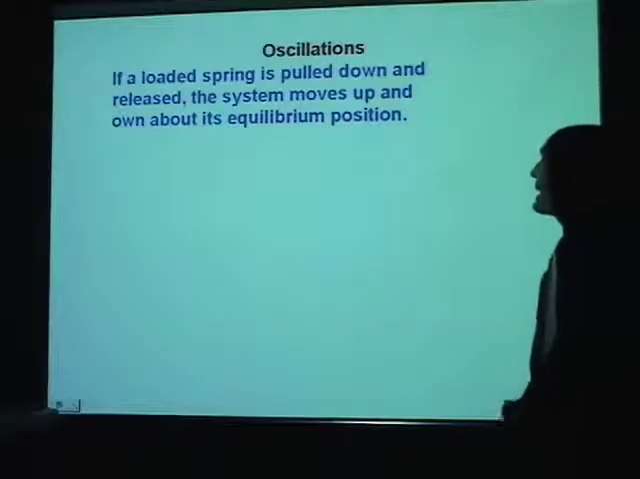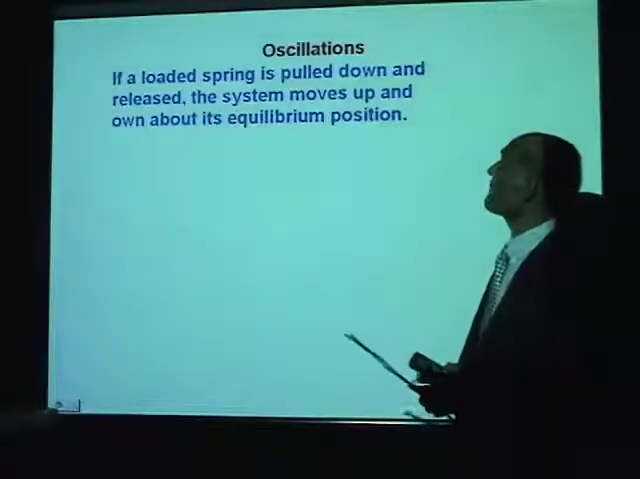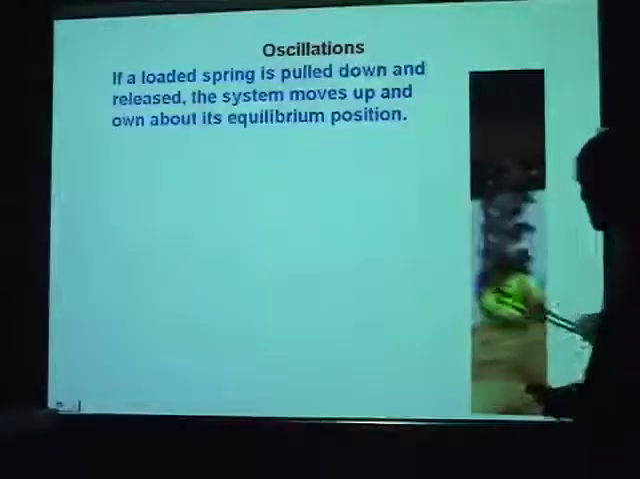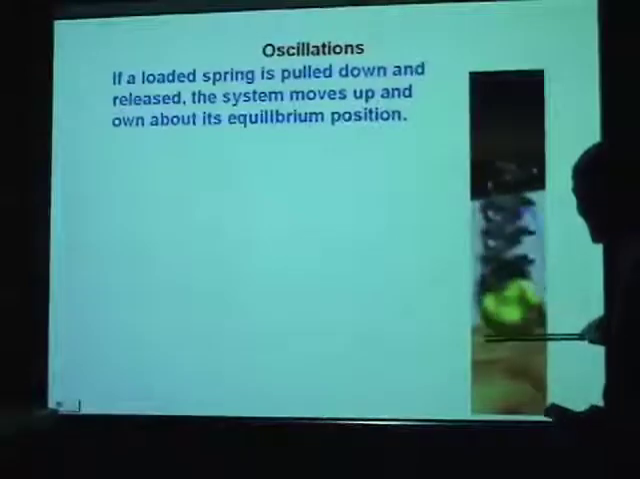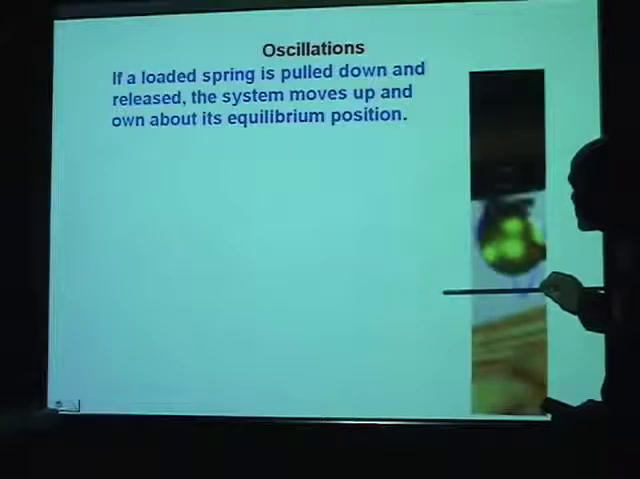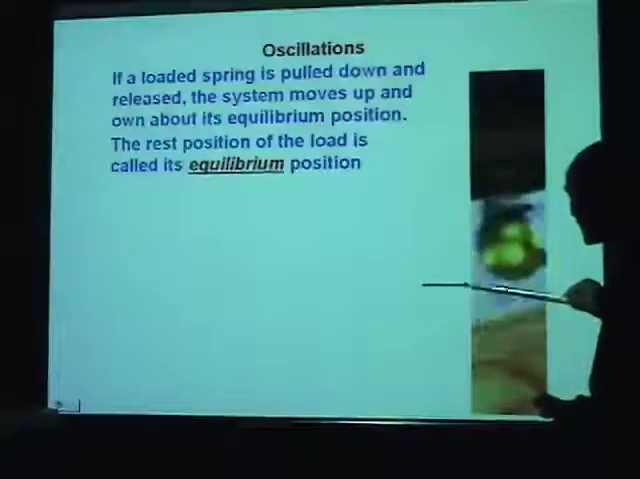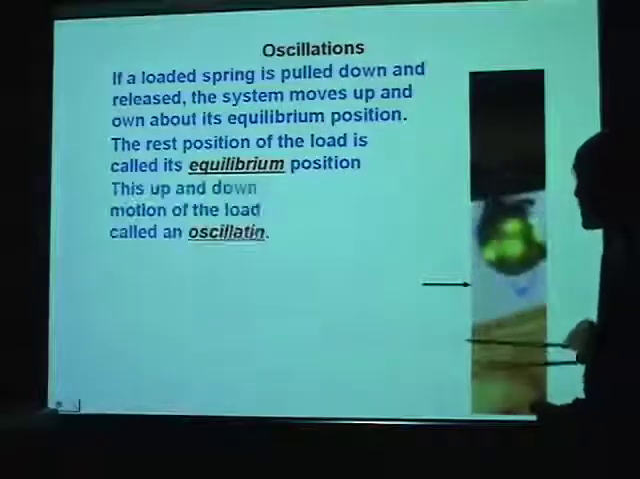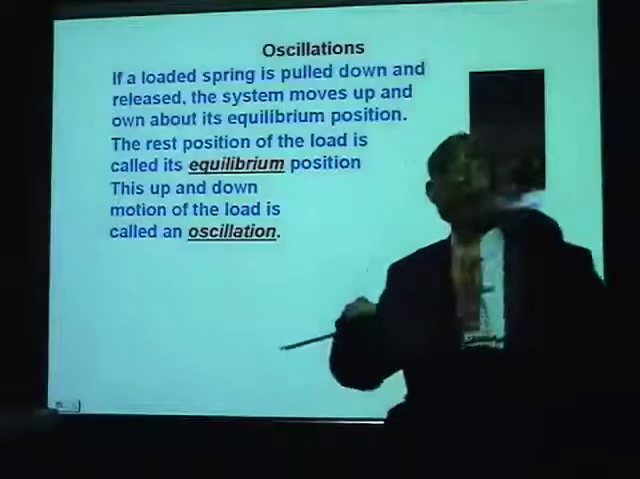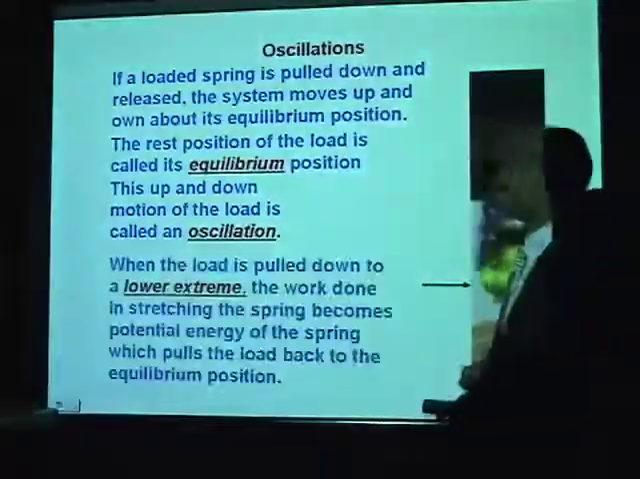If a loaded spring is pulled down and released, the system moves up and down about its equilibrium position. There you are. It moves up and down about its equilibrium position. The equilibrium position is the rest position. And it will be somewhere there, is that right? Now, this up and down motion of a load is actually called an oscillatory motion, an oscillation.